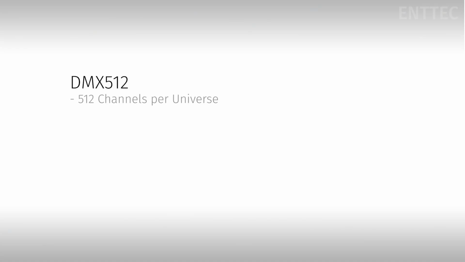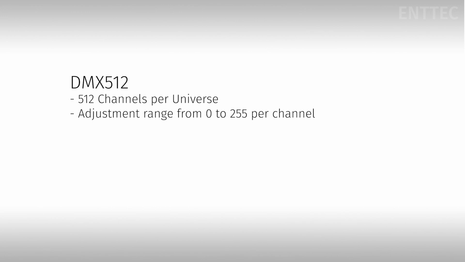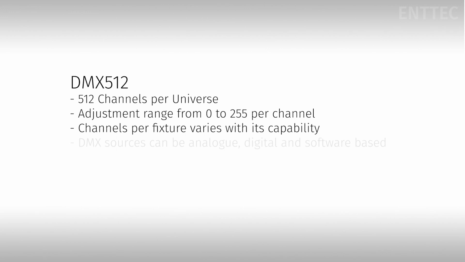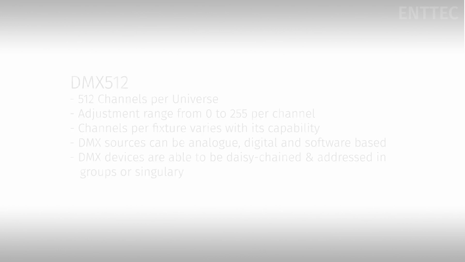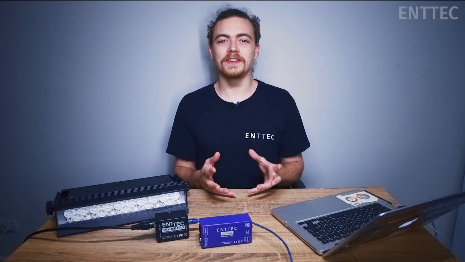There are 512 channels per DMX universe. Each channel has increments of 0 to 255, which equates to 8 bits of data per channel. Each fixture will use an amount of channels depending on its capability. There are many different sources of DMX, including analog and digital consoles, as well as software solutions. And finally, DMX devices can be daisy-chained and addressed so you can better utilize all 512 channels of data per universe. And that's it for today's video.